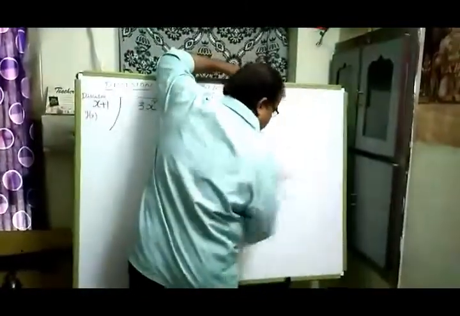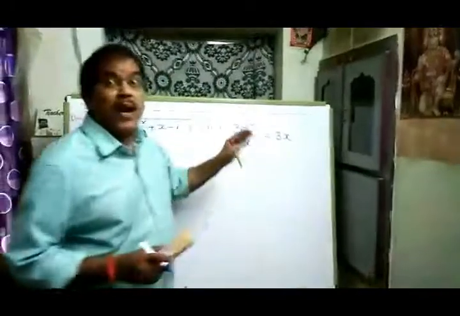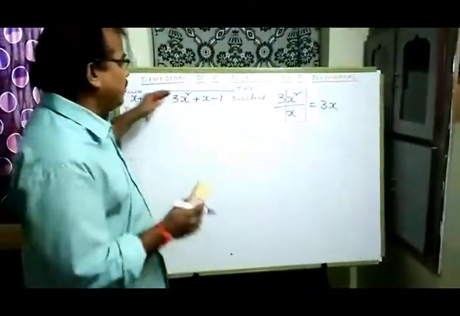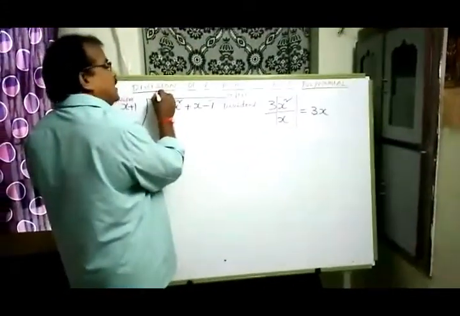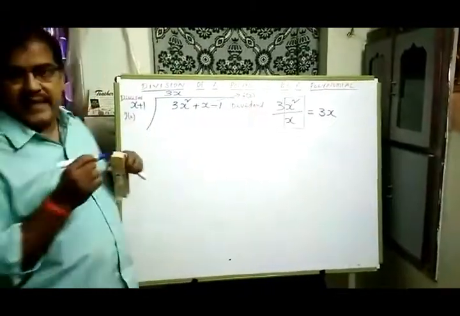Now, 3x. This is called as partial quotient. I have to write it as the first term of the quotient. That is nothing but 3x.